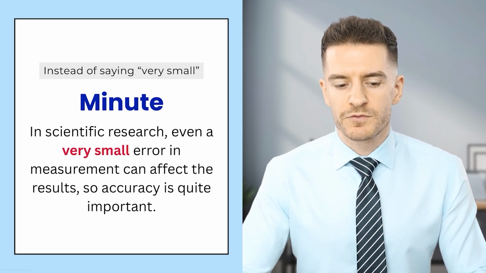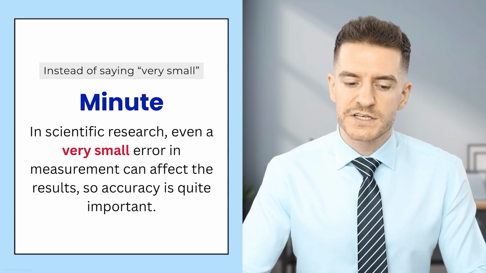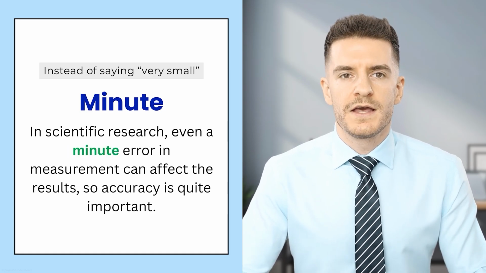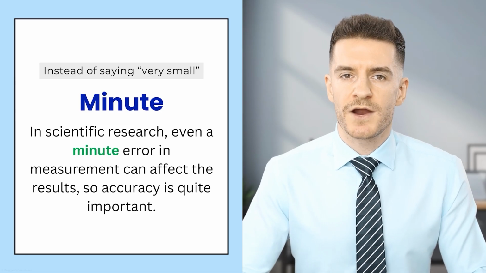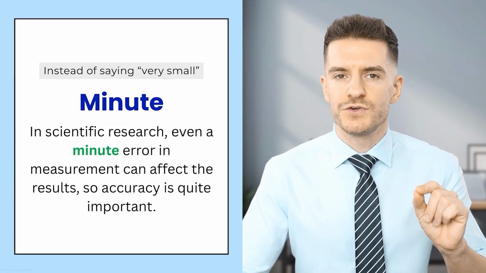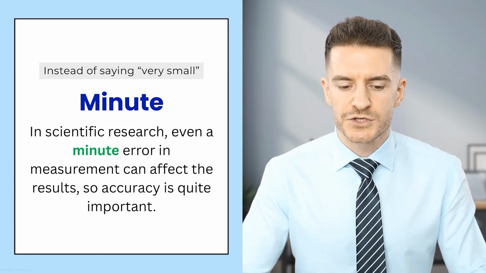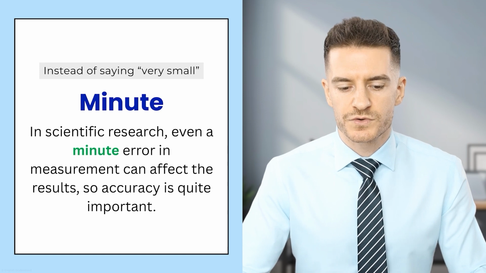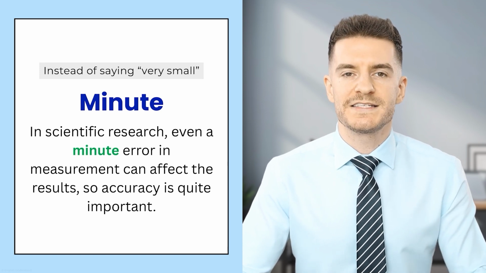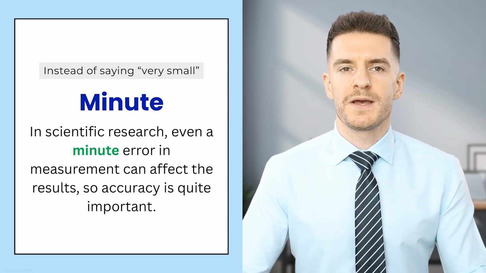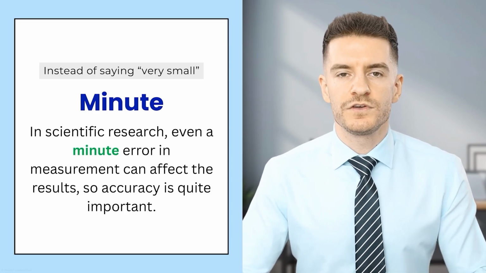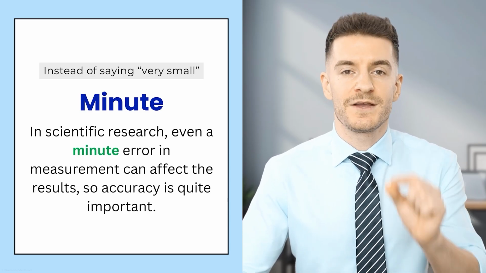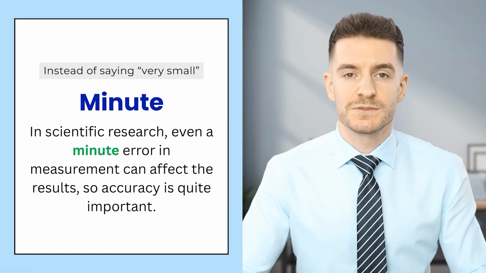In scientific research, even a very small error will know. We could say in scientific research, even a minute error. And remember, minute. Okay, a minute error in measurement can affect the results. So accuracy is quite important. So just remember, minute is smaller than tiny, and it's a great word to use when you're talking about something really, really, really small.